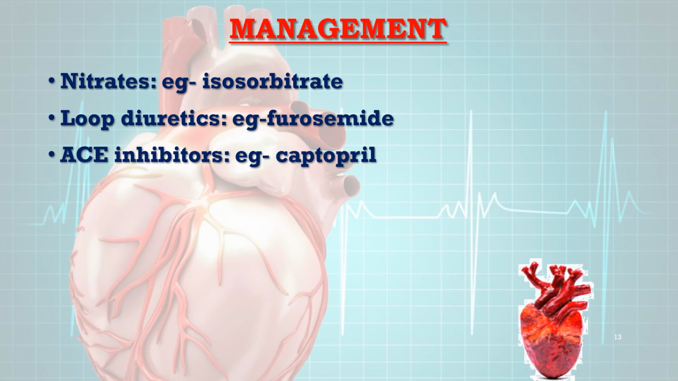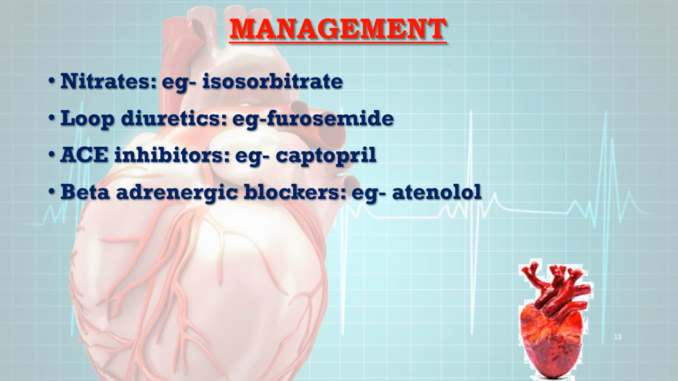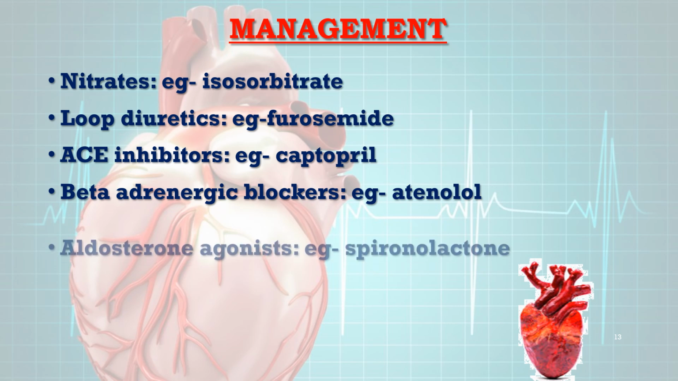It will prevent the conversion of angiotensin 1 to angiotensin 2. Thereby, it will reduce blood pressure as well as improve vasodilation, and it will improve the blood circulation. Then beta adrenergic blockers, atenolol. Beta blockers will reduce the contractility, thereby reduce the heart rate, thereby reduce the cardiac metabolic demand or the cardiac workload demand. It will reduce the workload.